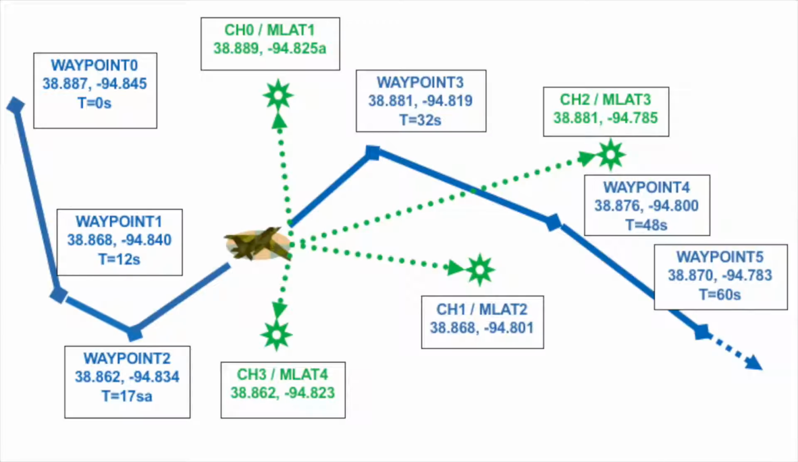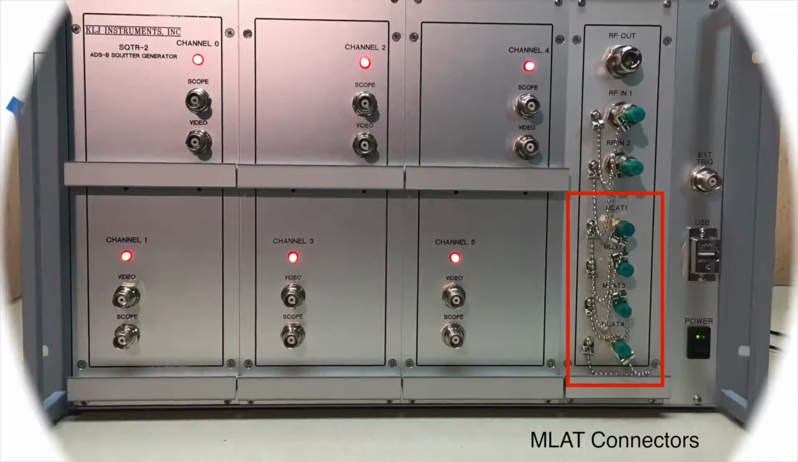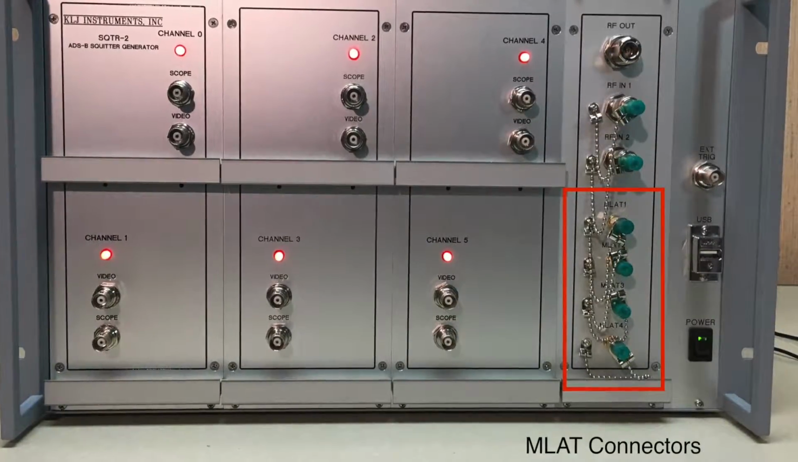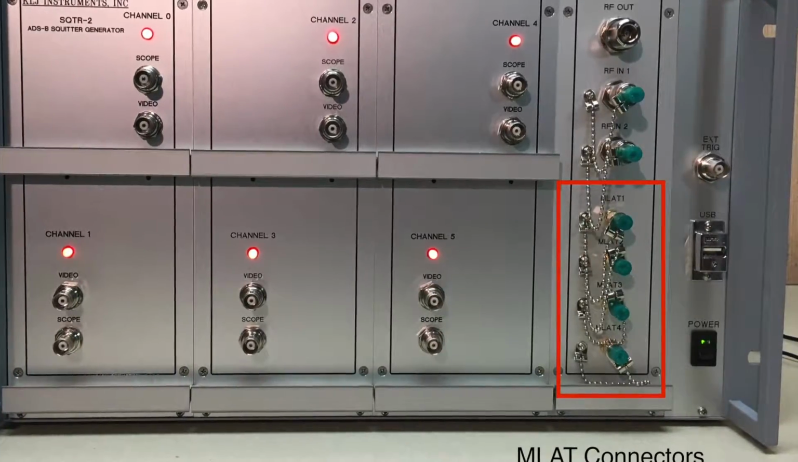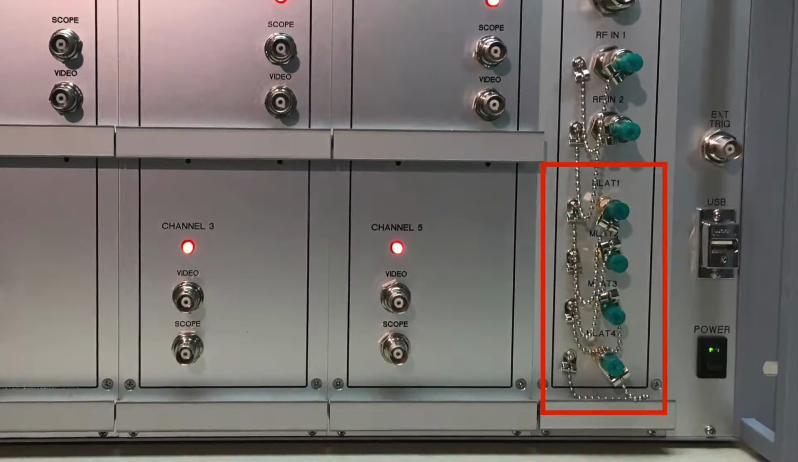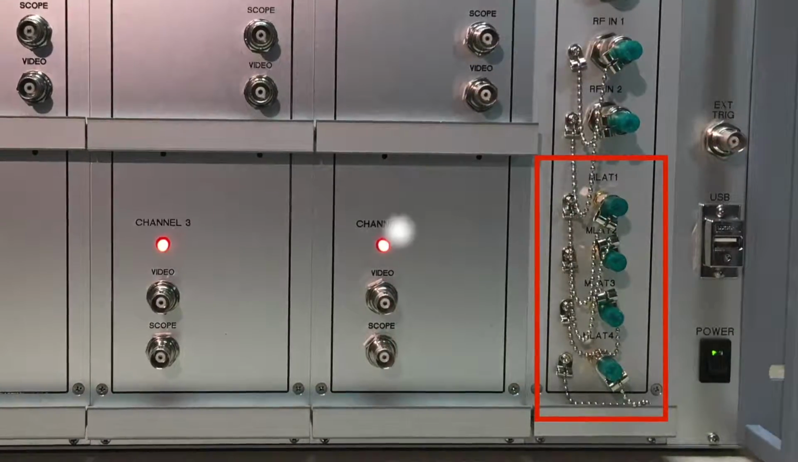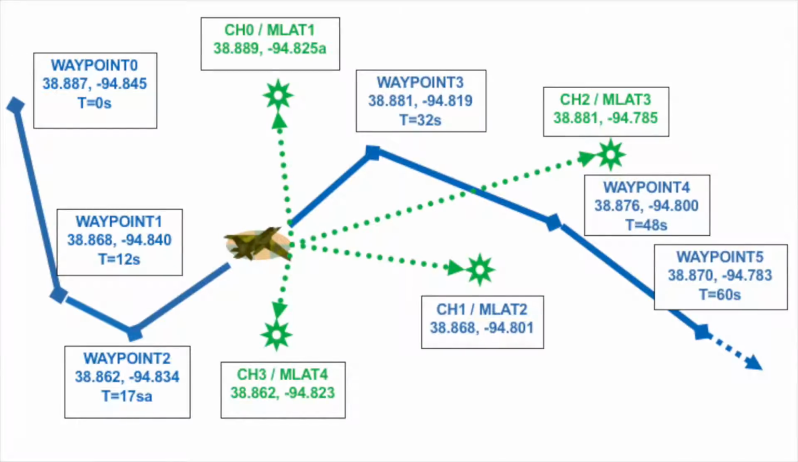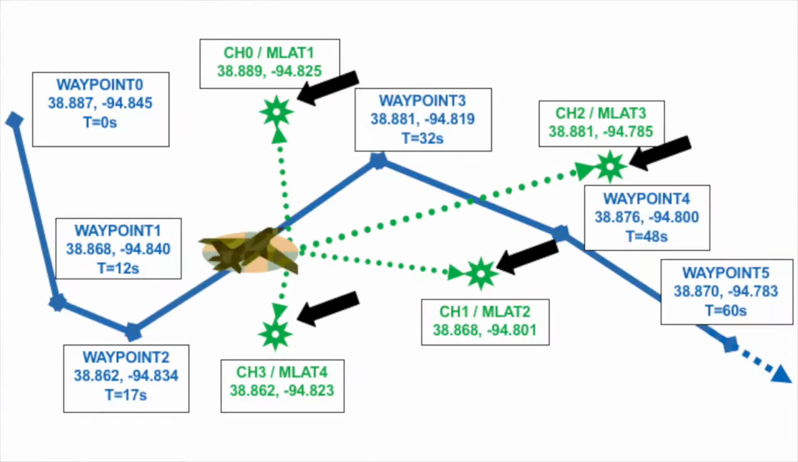If there is time remaining in the scenario after a target reaches the last waypoint, each target continues moving along the same path. In addition to updating the squitter data, the SQTR-2M adjusts the relative timing of each squitter to produce realistic time difference of arrival between the signals at the 4 MLAT ports. To do this, the SQTR-2M must be programmed with the location of each ground station for the scenario. Now that we have touched on the concept of waypoints as a method of programming moving targets, let's take a look at the WAM menus.